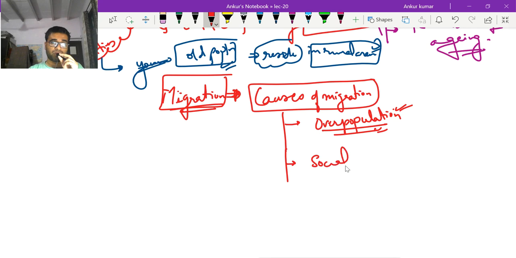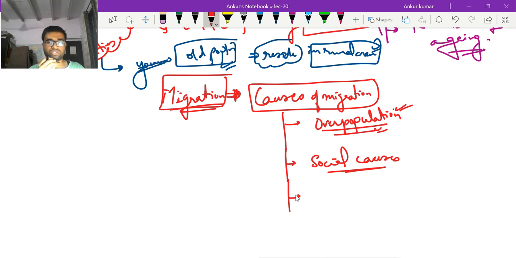Then the social factors, social causes. For example, in any society where there is discrimination, for example, more discrimination in rural areas on the caste basis, then the more conscious families start migrating towards the urban areas, because there is no or less discrimination on the basis of caste or religion. So this again is a cause.